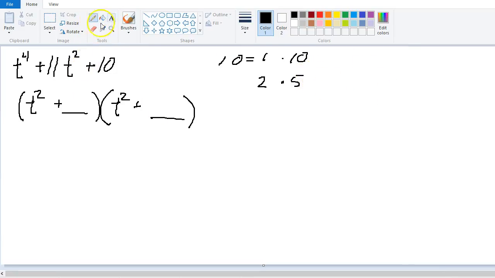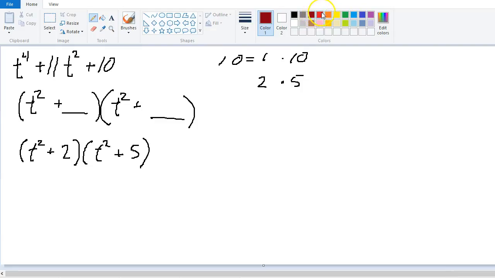Okay, so let's check out our options, see which ones work. We have t squared plus 2, t squared plus 5. What does that give us? Well, we get a t to the fourth, because t squared times t squared gives t to the fourth. 2 times 5 gives us 10. Okay, so that's our first term and our last term. That's good.